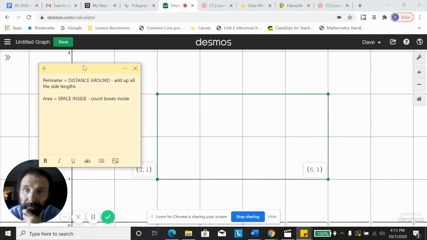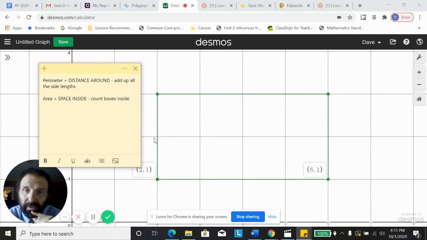Now, quick review, perimeter we know is the distance around a shape. So if I want to put a fence around this, or if I want to be a security guard and walk around something, walk the perimeter. Perimeter is the distance around a shape. And you can find that simply by adding up all the side lengths.